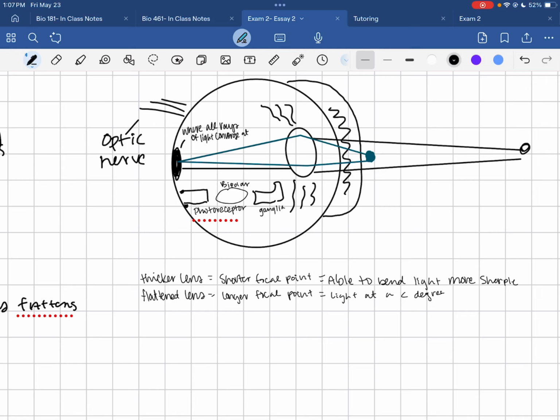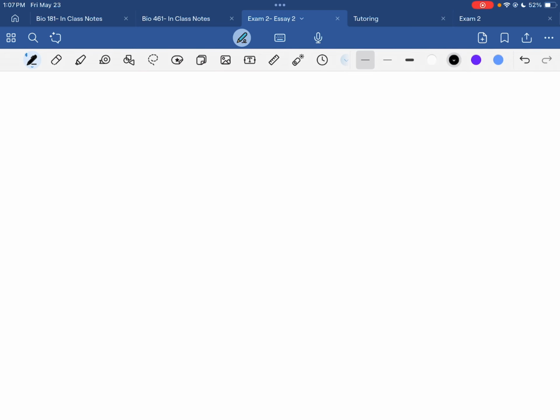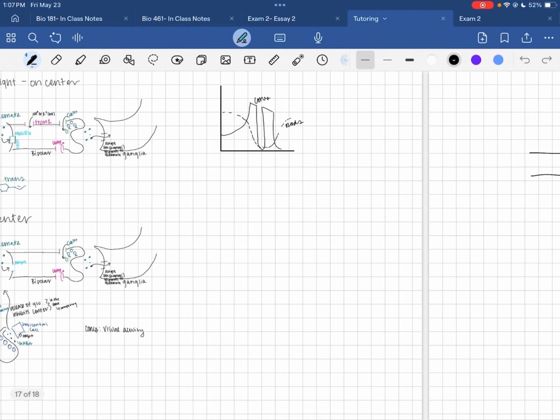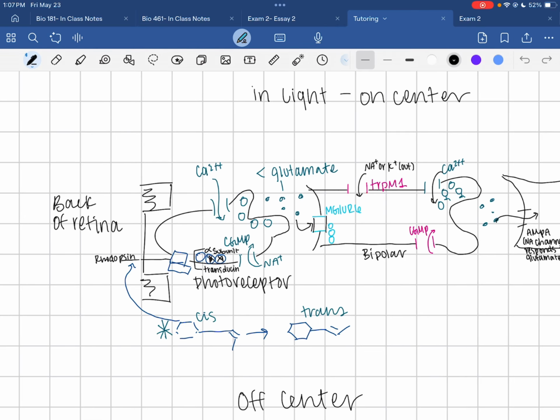Okay, we don't need to talk about that. We just need to describe the two types of photoreceptors and explain how they convert light into electrical energy, and explain how the center and surround incorporates in visual acuity. So we're going to go over here to this amazing little chart that I have.